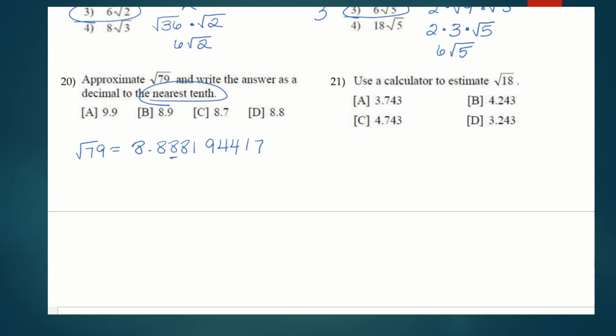So when we're going to round to the nearest tenth, I'm going to look at the hundredths place, noticing that it is above 5. I'm going to take this and I'm going to round up to 8.9. So answer choice B.